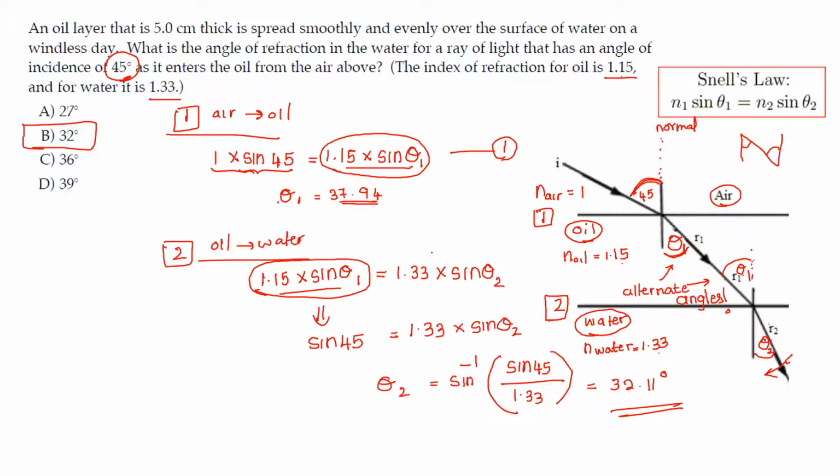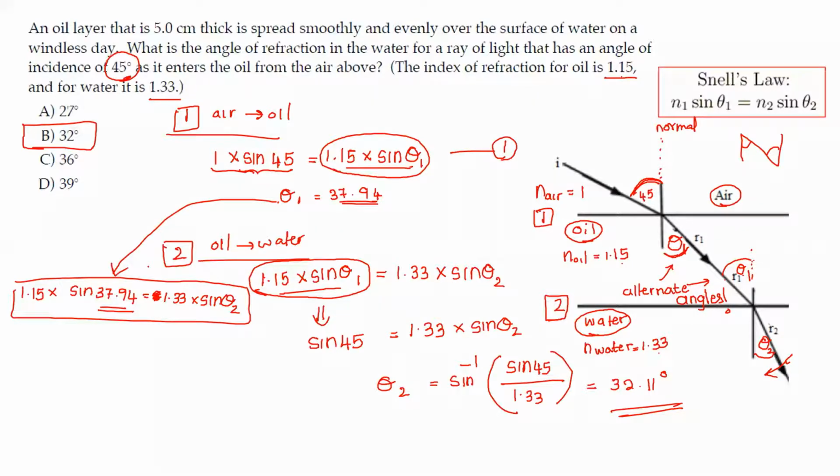Okay. So even if you did this, you should get the answer. 1.15 sine, instead of theta 1, you plug 37.94. So even if you do this, you should get the answer. Okay. If you plug the value for theta 1 from here. So are you okay with this? So always draw the diagram and then go step by step. Okay. So I'll move to the next part.